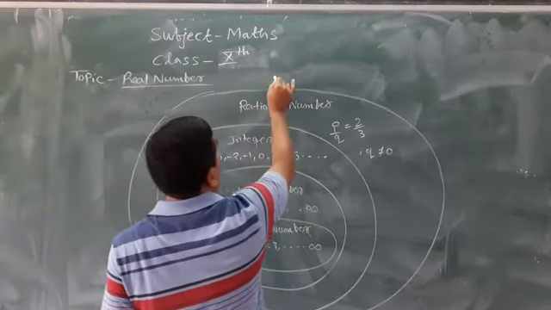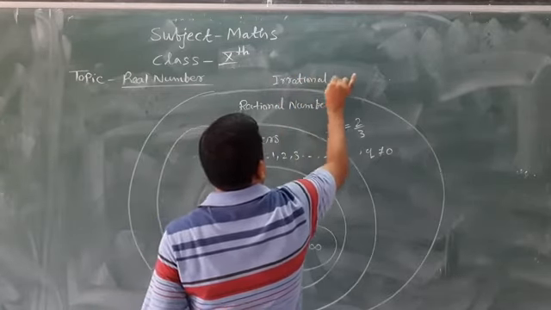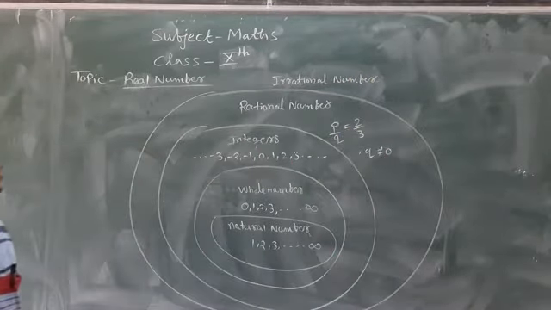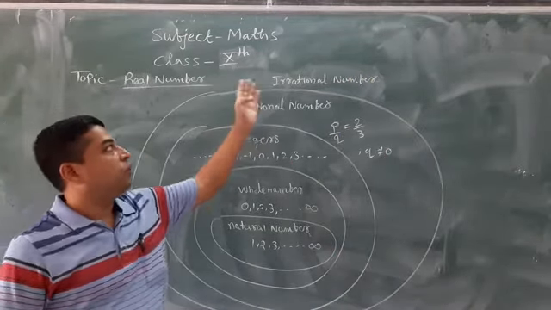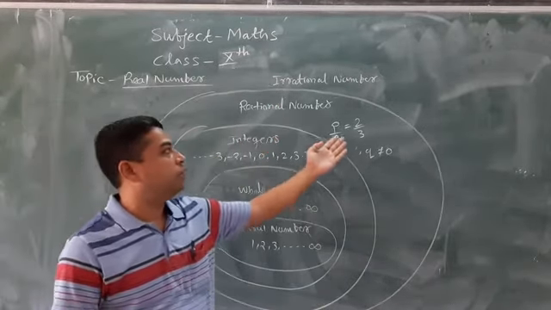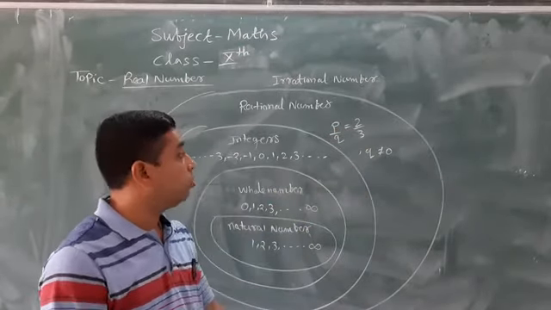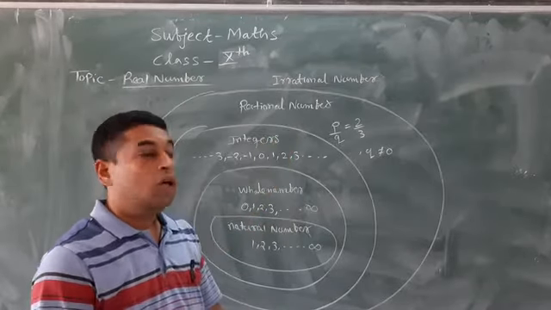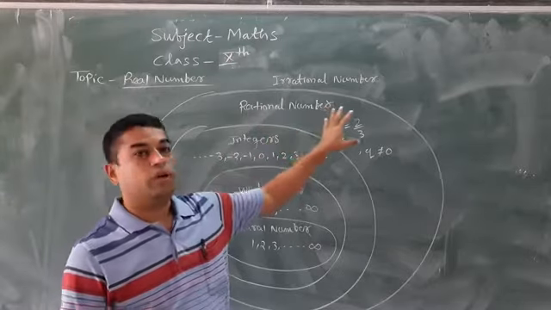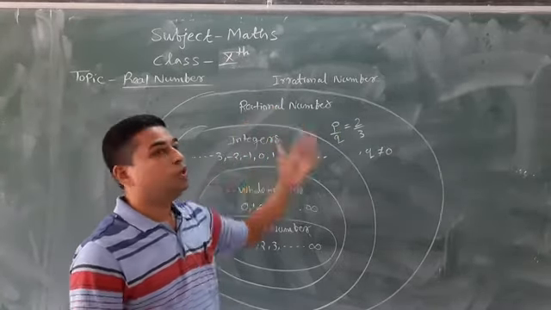Now we are talking about irrational numbers. Before talking about irrational numbers, we should know what a rational number is: a number that can be written in the form of p by q, where the denominator is not equal to 0. To understand irrational numbers, we will talk about the decimal expansion of rational numbers. What type of decimal behavior is shown by rational numbers?